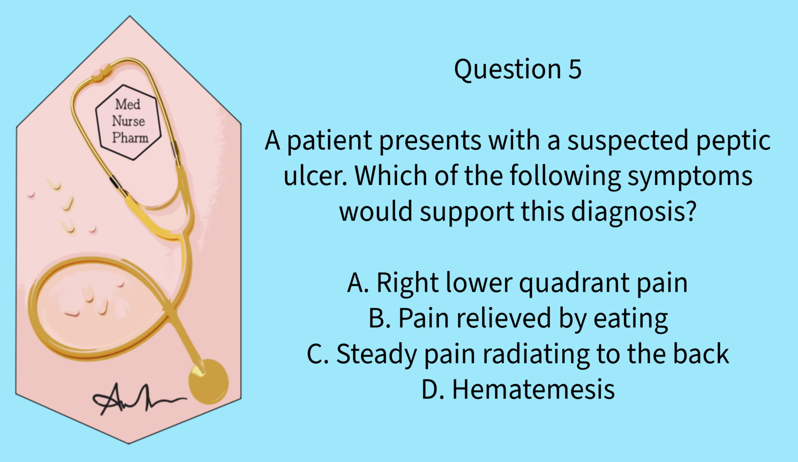Question 5. A patient presents with a suspected peptic ulcer. Which of the following symptoms would support this diagnosis? Right lower quadrant pain, pain relieved by eating, steady pain radiating to the back, hematemesis. Pause the video and select your answer.